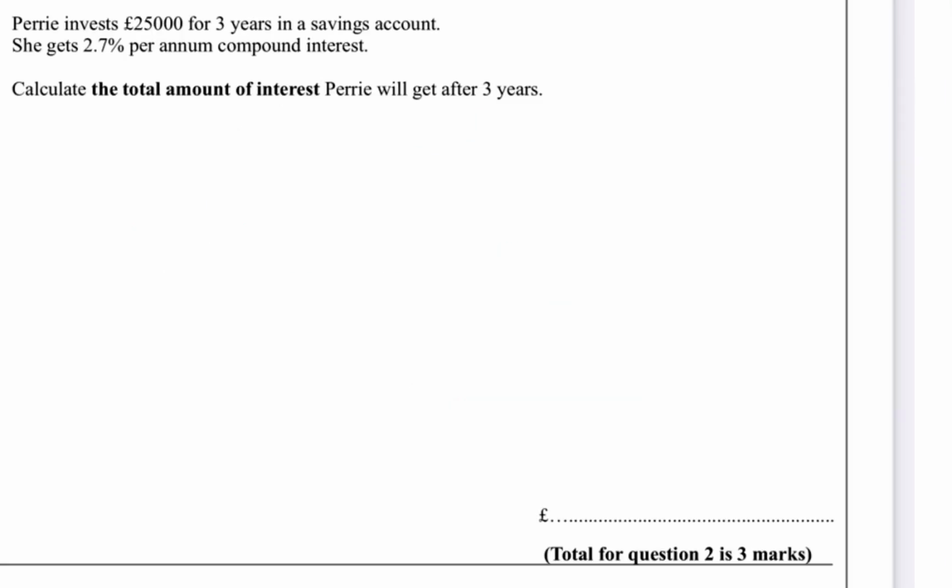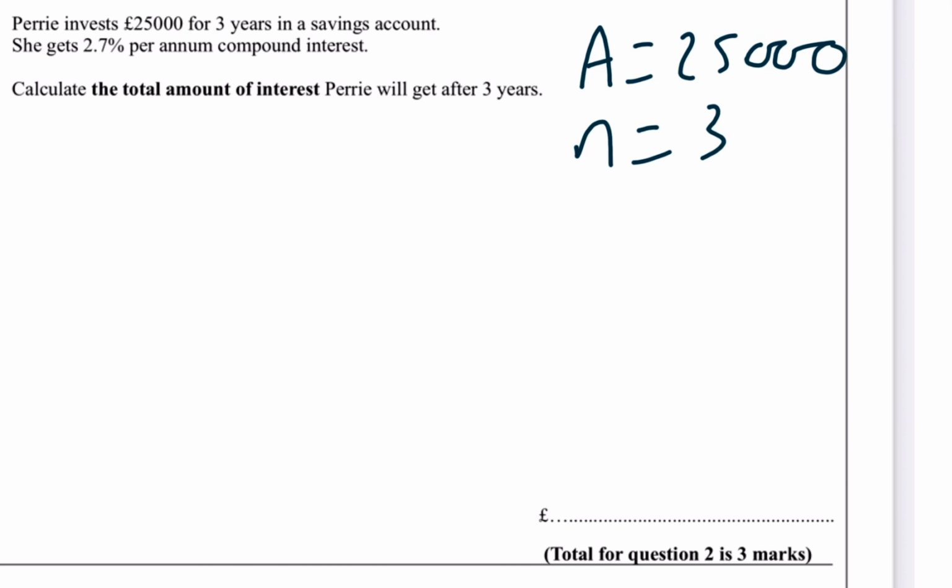All right, let's have a look at the first question. Perry invests £25,000. So the A is equal to 25,000 for 3 years. So N is equal to 3. And she gets 2.7% per annum. Annum means per year. So therefore, the R is equal to 2.7. You don't need to put the percentage sign in. And the question is, be careful, they've put this in bold. Calculate the total amount of interest made after 3 years.